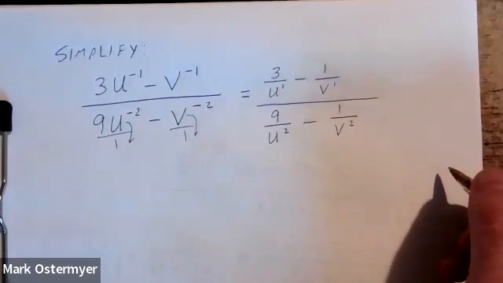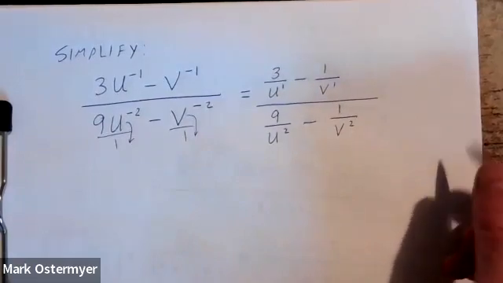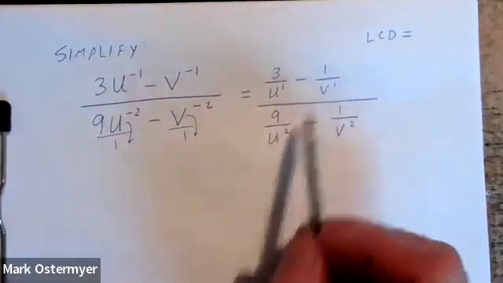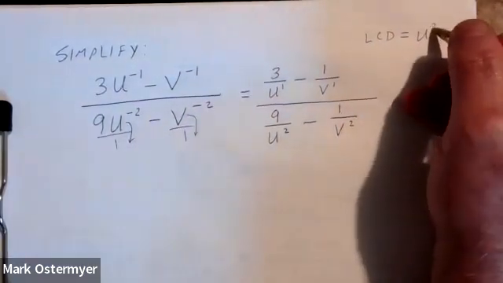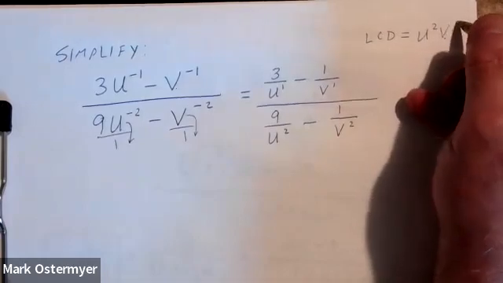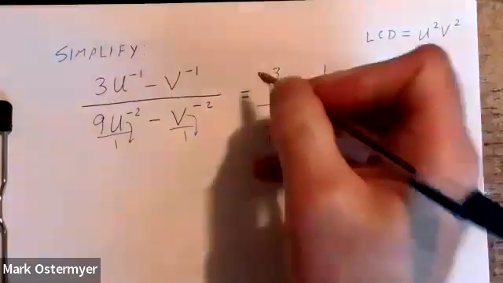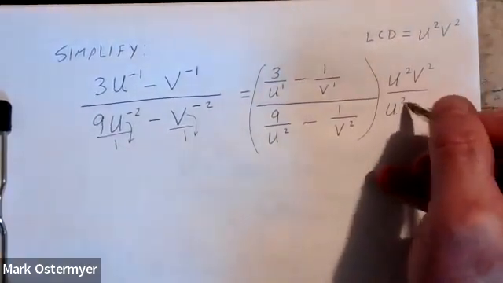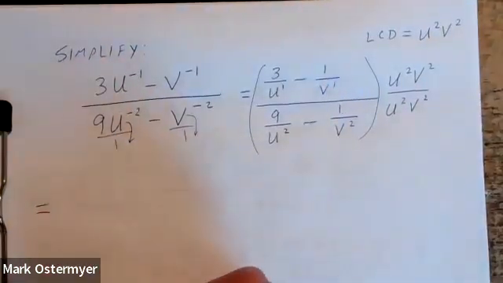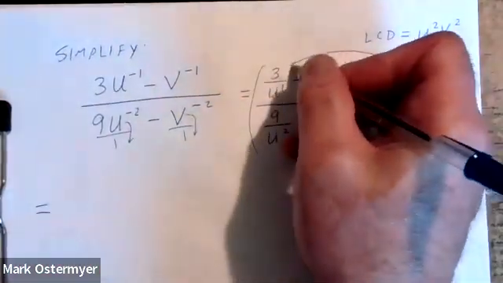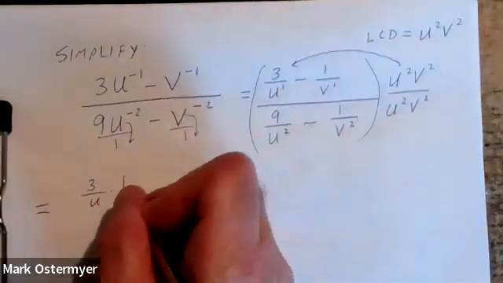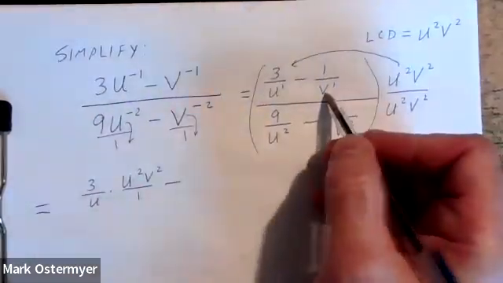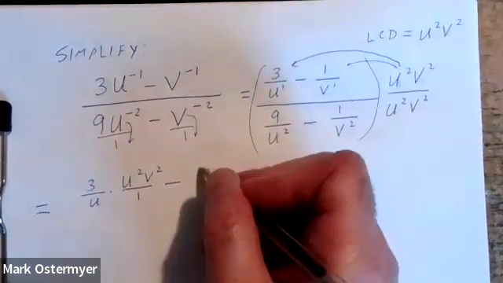Now we see that we do have a complex fraction that we're trying to simplify. To do so, I would like to get a common denominator of all my denominators. The least common denominator of u, v, u squared, and v squared is going to be u squared and v squared. I'm now going to take u squared v squared and multiply the numerator and denominator of this complex fraction by it to simplify this down to an ordinary simple fraction. U squared v squared is going to get multiplied into this fraction, in which case we'll have 3 over u times u squared v squared over 1 minus 1 over v multiplied by u squared v squared.